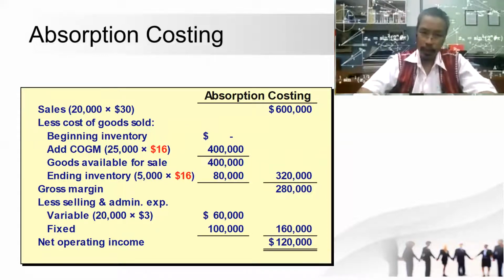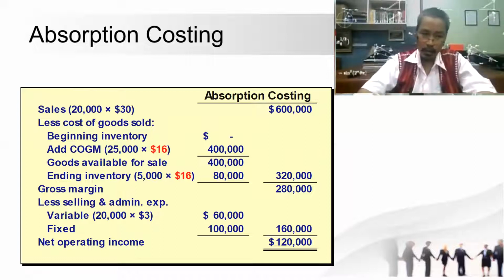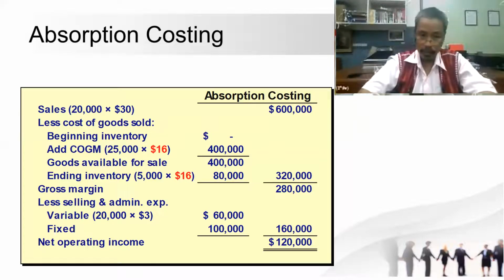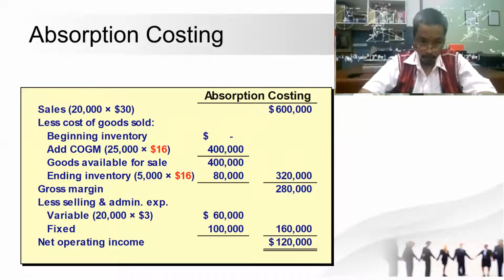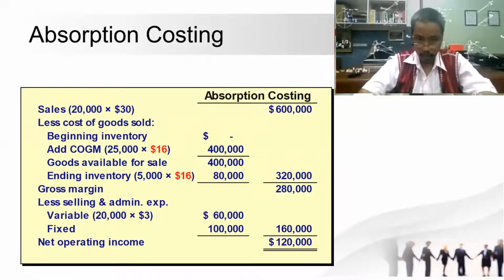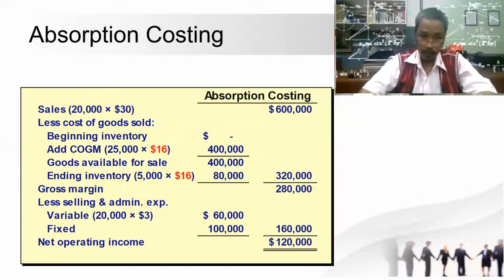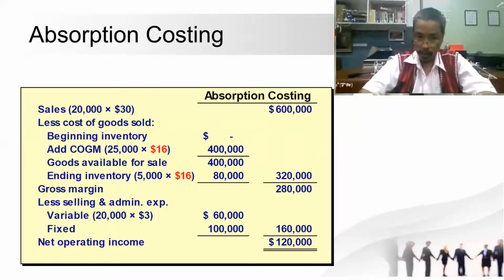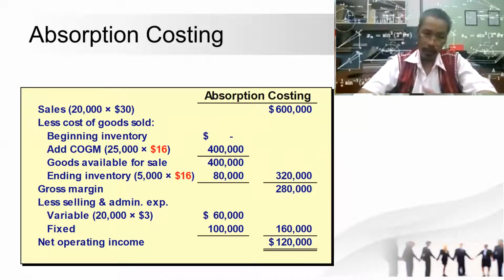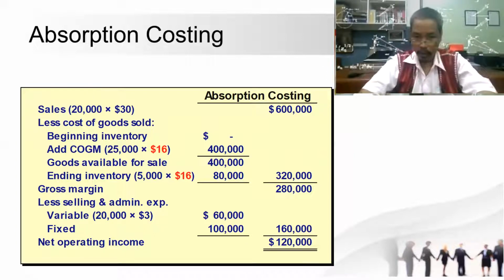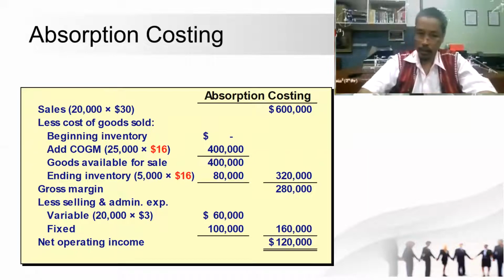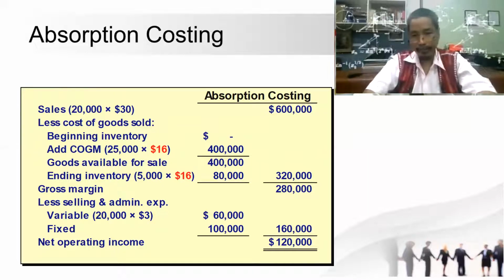If you less the operating expenses, which means the selling and admin expenses, which total to what? Variable selling and admin expense is equal to 20,000 times 3, and fixed is 100,000, so 160,000. If we subtract this from gross margin, we have net income of 120,000. That is our absorption costing method format.